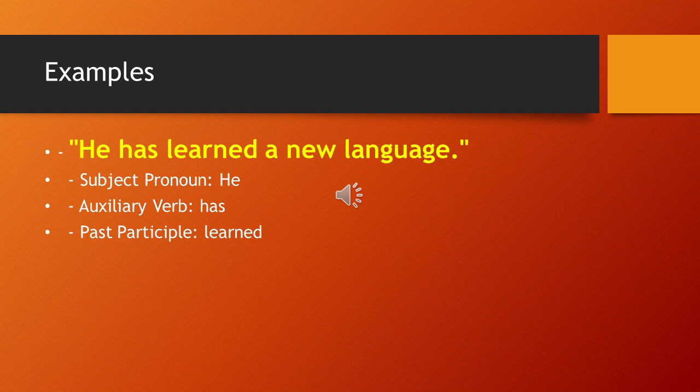The combination of have or has with the past participle indicates that the action or event described in the sentence has a connection to the present or is relevant to the current situation. It's this structure that allows you to convey the present perfect tense in English, emphasizing the link between past actions and the present.